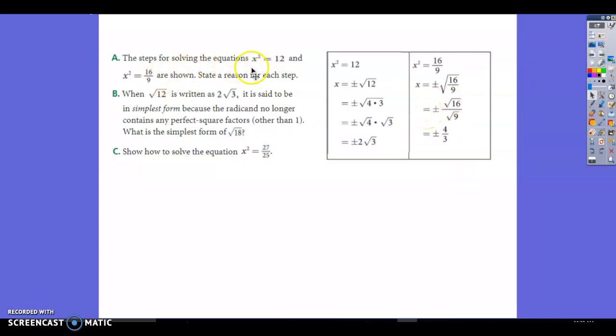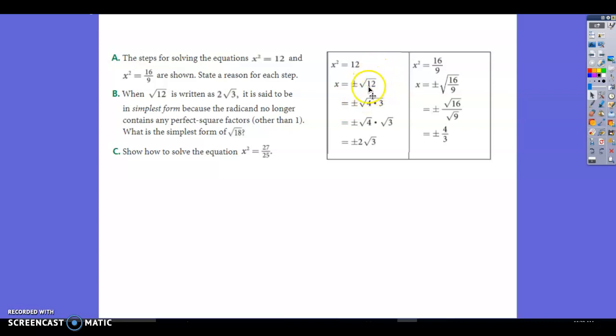The steps for solving the equation x squared equals 12 and x squared equals 16 over 9 are shown. State the reason for each step. All right, so the first example, x squared equals 12. So we're going to take the square root of both sides. The square root cancels the square term and leaves x. And when we take the square root of 12, we get plus or minus the square root of 12. All right, and then we're going to have plus or minus.